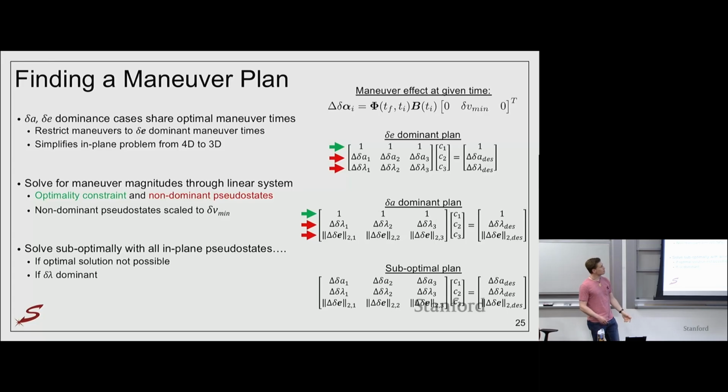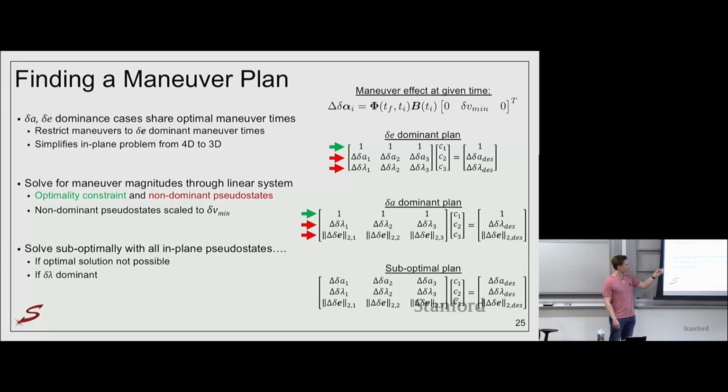It's not guaranteed for any choice of 3 maneuver times that they're going to be optimal. So for robustness, we also have a suboptimal plan here that we can solve if an optimal solution is not possible at these 3 times, or if we're delta lambda dominant. Now, delta lambda dominant, as you noticed, only has really 2 optimal maneuver times, and they don't play nice. So we're just going to ignore it.